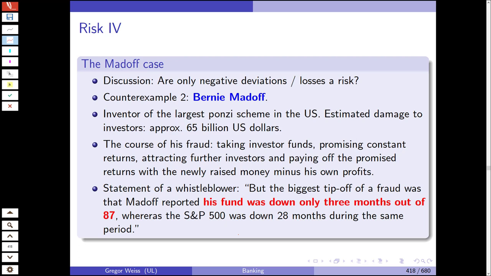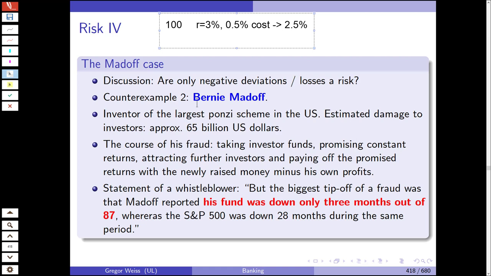The second counterexample is Bernie Madoff. He was the inventor of the largest Ponzi scheme in the United States. A Ponzi scheme is, in German we call this a snowball system, Schneeballsystem. In English it's called a Ponzi scheme. Why? What is a Ponzi scheme? It's the idea, usually this is illegal, if you are running an investment fund, you ask for, let's say, $100 from investors. And usually you would invest it and maybe earn a return of 3%. You have maybe 0.5% cost, and then the return to your investors is 2.5%.